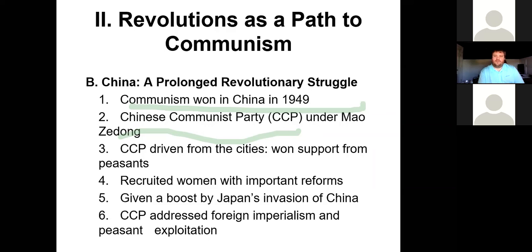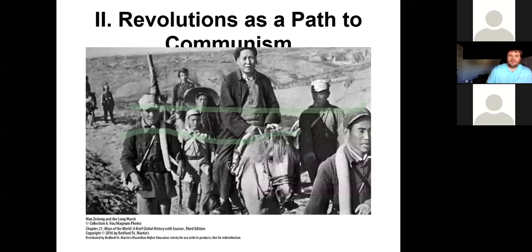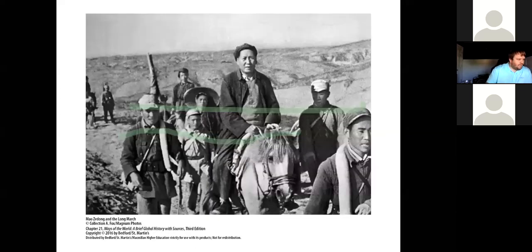Given a boost by Japan's invasion of China, they gained a reputation for resisting Japanese occupation, and the Communist Party was significantly more effective than the Kuomintang at actually fighting back against the Japanese. The CCP addressed both foreign imperialism and peasant exploitation, and they expressed Chinese nationalism and a demand for social change. This gained them a reputation for honesty, which was quite rare for governments at the time. So there's Mao. Here he is.